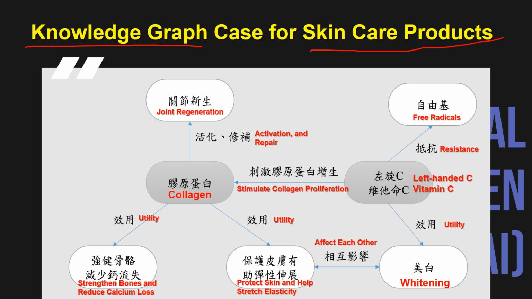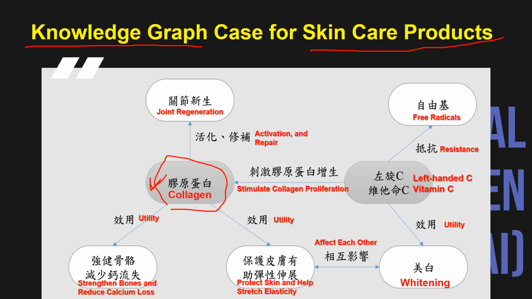And for example, collagen. I think it's collagen. Collagen in Chinese is called 胶原蛋白. They have a function like joint regeneration. And they will do the activation and repair. And the utility, they also can strengthen bones and reduce calcium loss. Another function is utility, like they will protect the skin and help stretch elasticity. Okay, collagen.